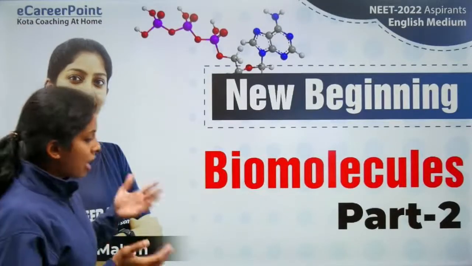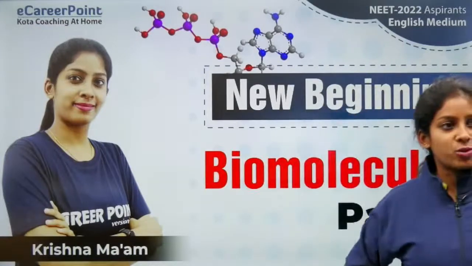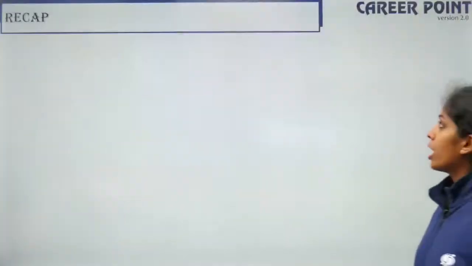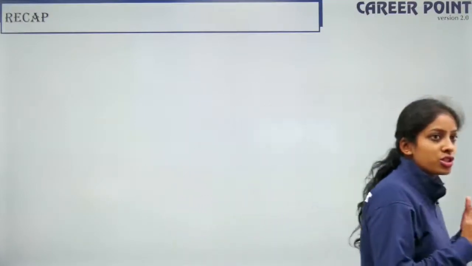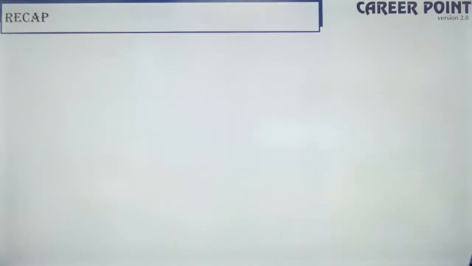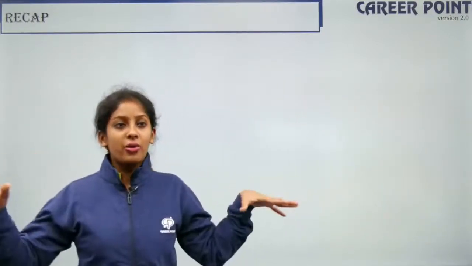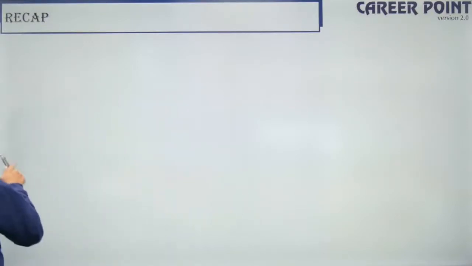So here we go, biomolecules part 2. Before I go to today's concept, I will also revise what I spoke in the previous lecture, that is on Monday. I spoke about the chemical analysis experiment where you take the living tissue, homogenize it with trichloroacetic acid, and then filter it and you get two fractions, right? So that is where we started. Let's start from there itself.